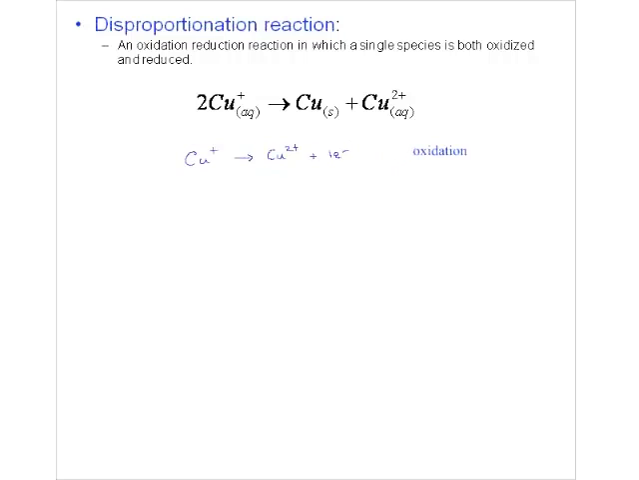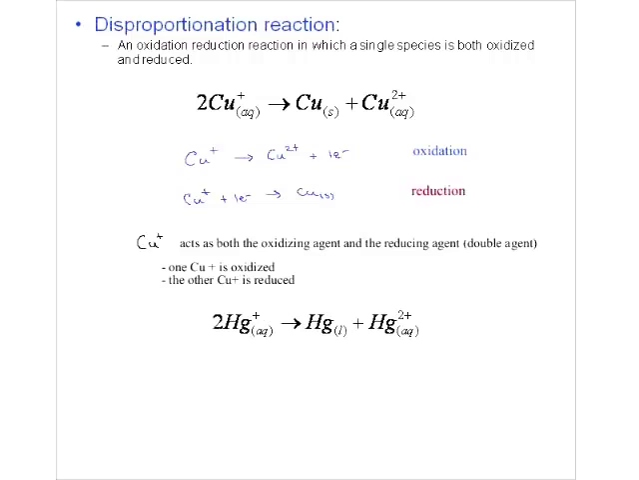That would be an oxidation half reaction, and at the same time we can show copper 1 plus gaining an electron to become copper metal, and that would be reduction. So what we're seeing here then is that both of these roles are taken on by copper. So copper 1 plus is oxidized, so that makes it the reducing agent. At the same time, copper 1 plus is reduced, which makes it the oxidizing agent. So it's a double agent. And we see the same sort of thing here with mercury. Exactly the same type of process, mercury 1 plus going to 2 plus, and mercury 1 plus going to mercury liquid. And we can see that it takes on 2 roles.